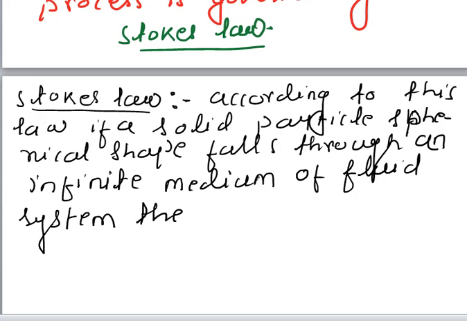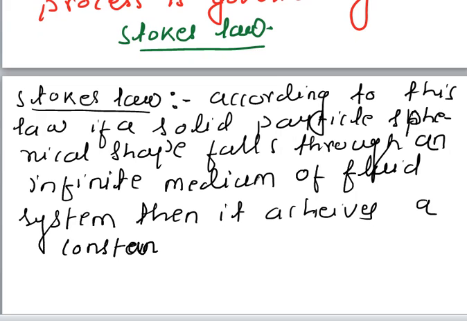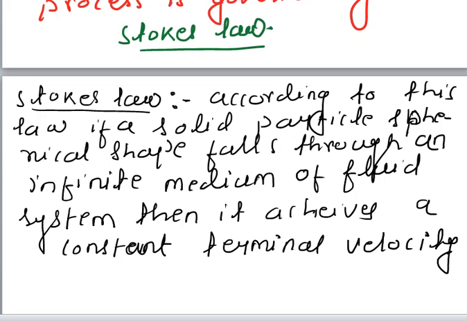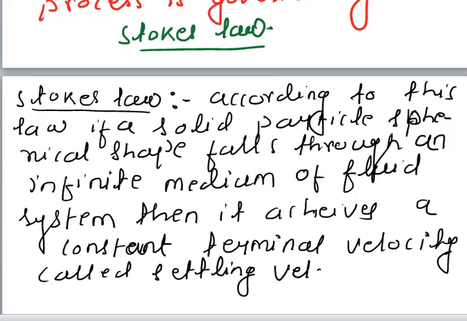then it achieves a constant terminal velocity called settling velocity, Vs. So as we made this statement here, let's look into this statement. What does this statement say?